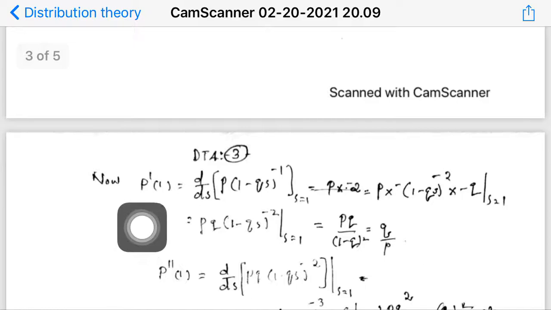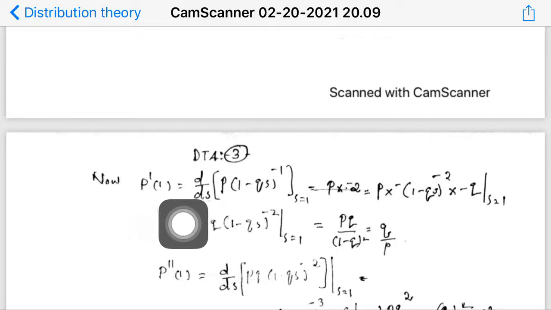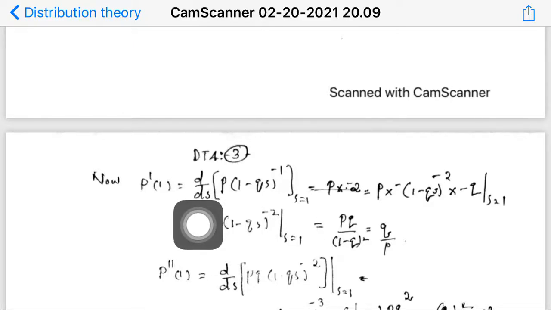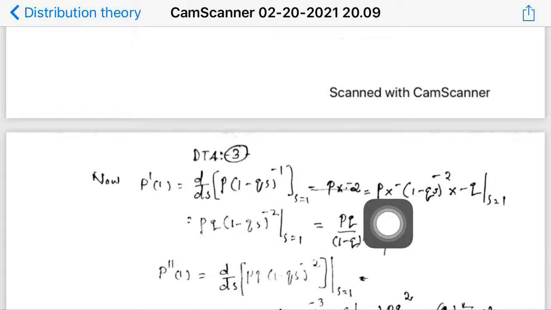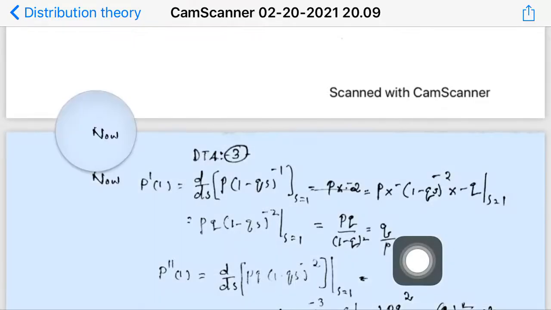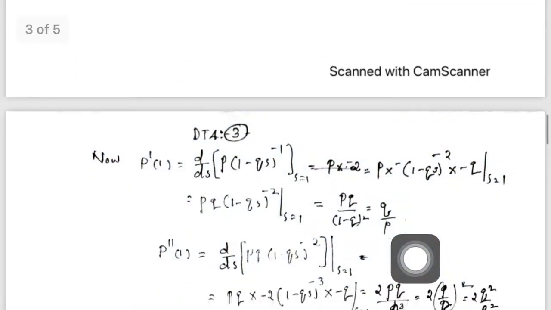Okay, you can have this first derivative evaluated at s equal to 1, that is d by ds of p into (1 minus qs) to the power of minus 1, which we have determined so far, and you evaluate at s equal to 1 after differentiation. So that is equal to p, the constant can be taken out, then minus 1 into (1 minus qs) to the power of minus 2 into minus q. On simplification, you will see that it is equal to q by p. Very direct, you can easily verify this.